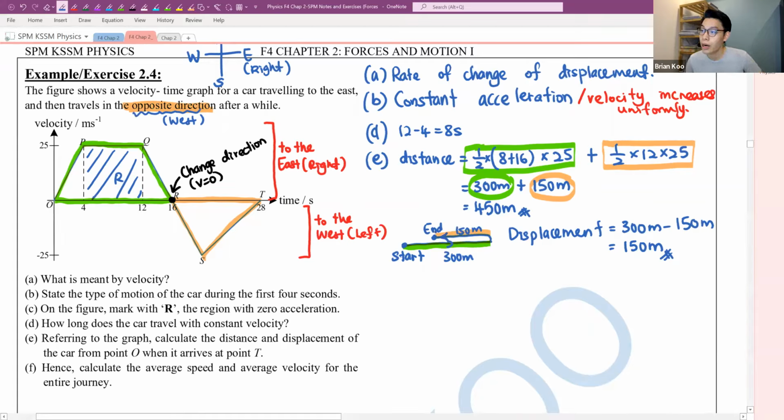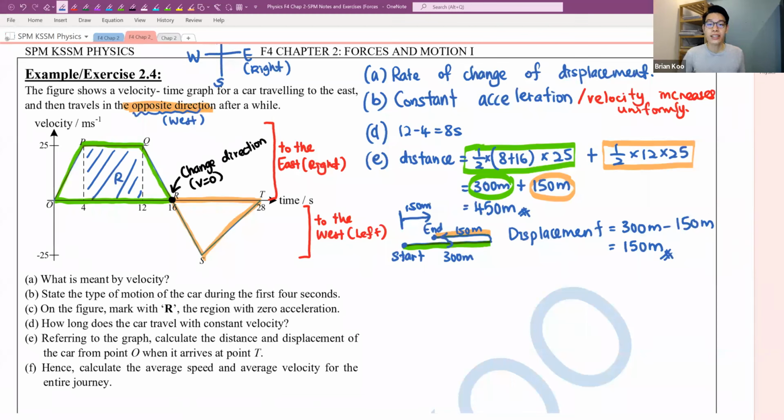So the position, displacement is position. The position from the starting point is how far away? How far is it from the starting point? 150 meters, right? Yeah, so that's the displacement.